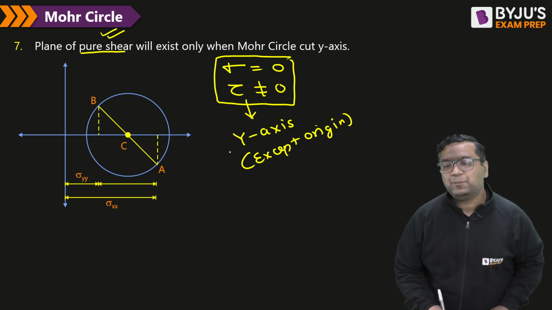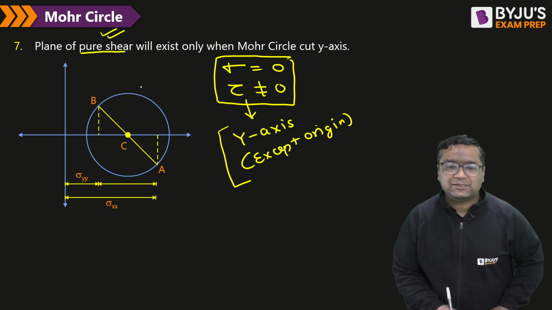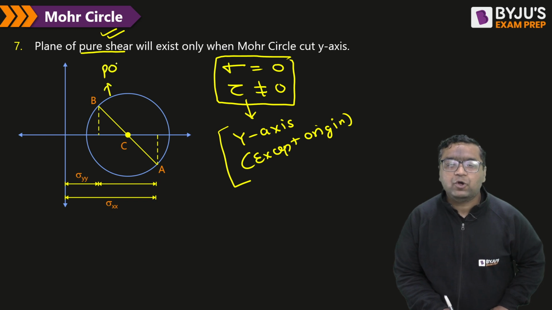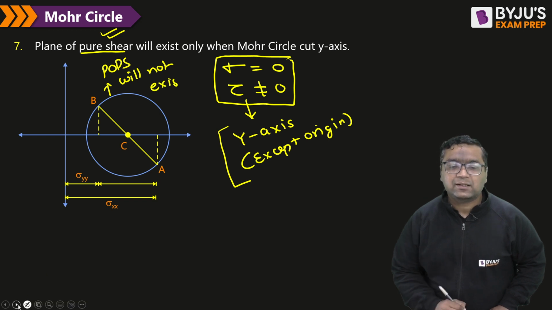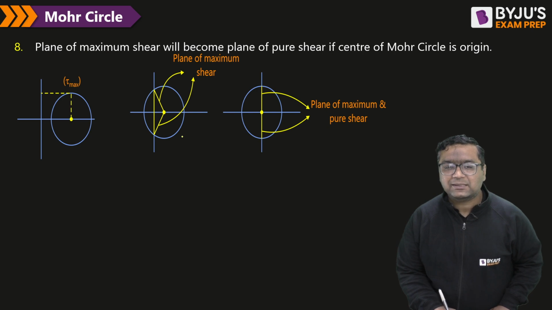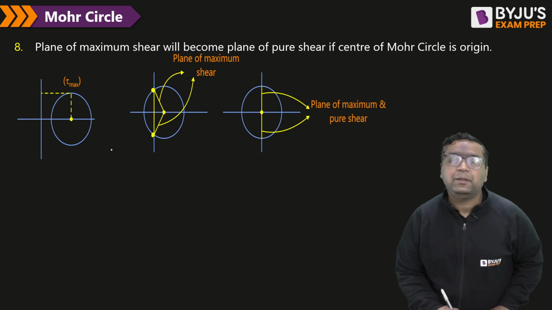So guys, these planes are not possible all the times. Like this Mohr circle does not cut the y-axis. So here, plane of pure shear will not exist. So for that, it is compulsory that Mohr circle should cut the y-axis. Like in this case, Mohr circle is cutting the y-axis. So when it cuts the y-axis at this point and at this point, we will get plane of pure shear. So here normal stress is 0, shear stress is non-zero.